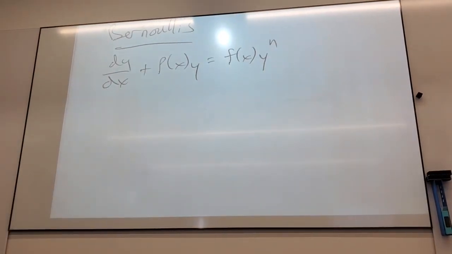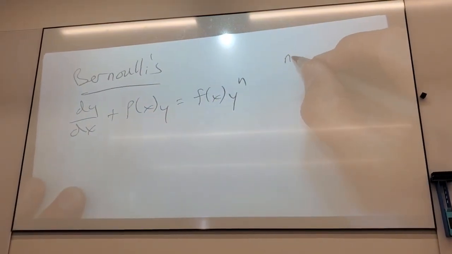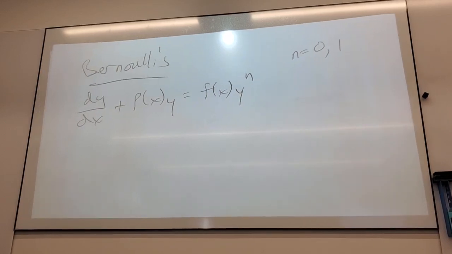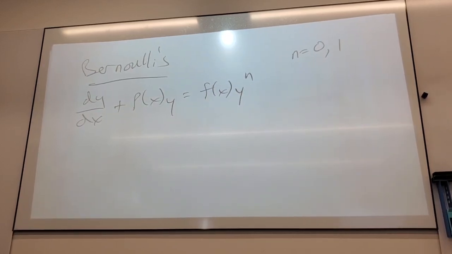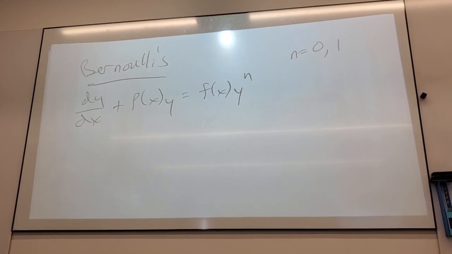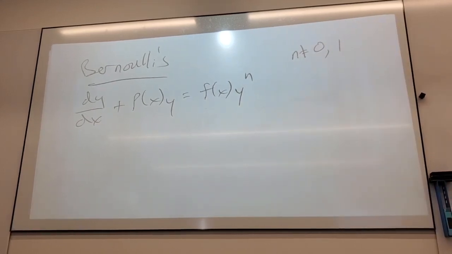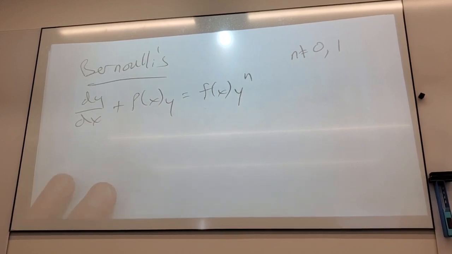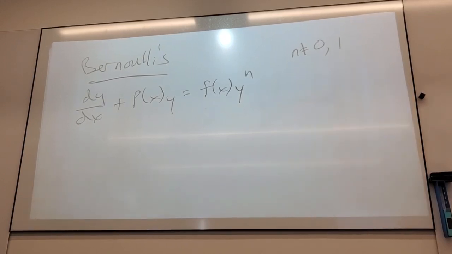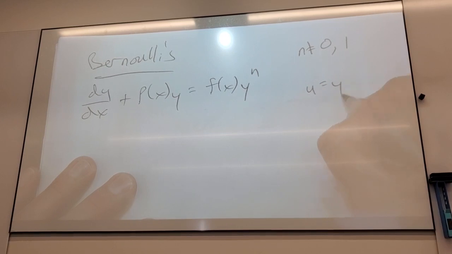So what we do in this situation, remember if n equals 0 or 1, that reduces down to linear. Is that cool? Maybe even separable, right? So really it's all about when n is not 0 or 1. What do we do? What we end up doing is using this substitution. We got that, right? u equals y to the 1 minus n.